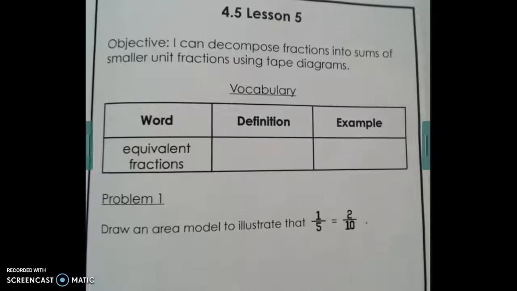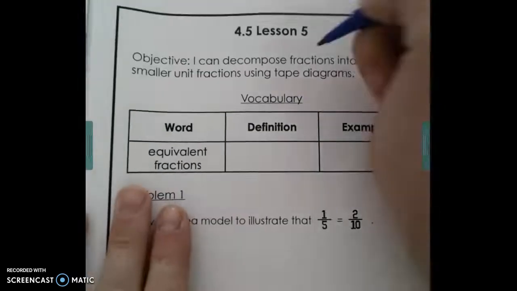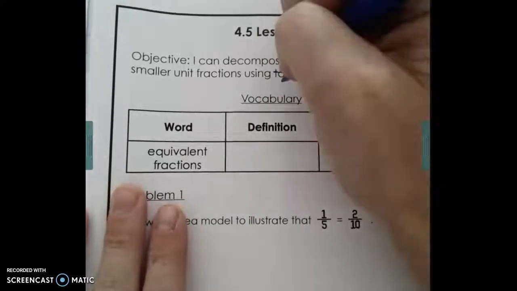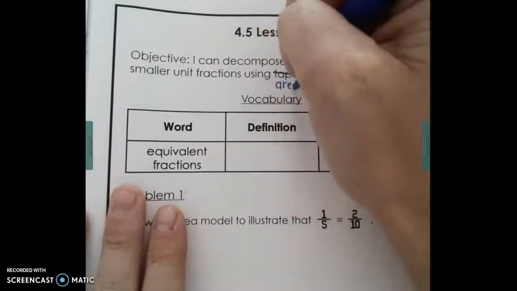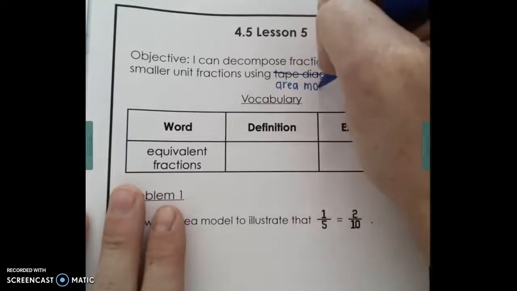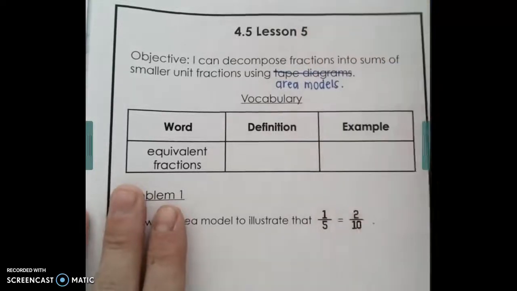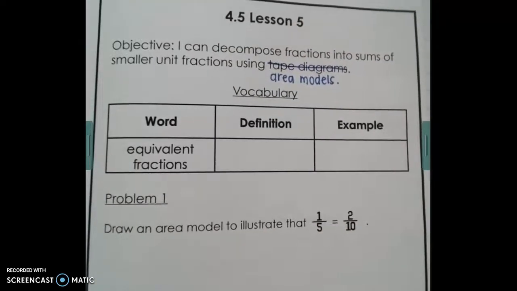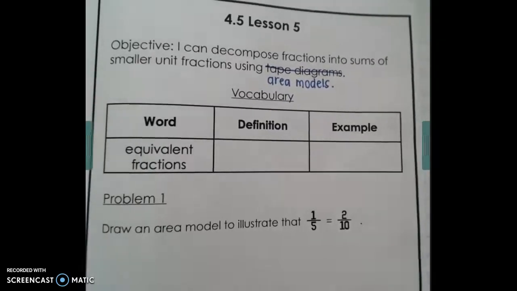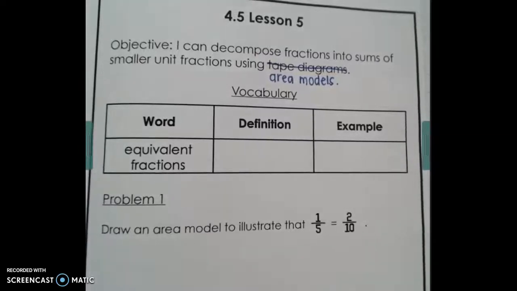Right, we are on 4.5 lesson 5, and it says I can decompose fractions into sums of a smaller unit. And you know what? Today we're not going to be using tape diagrams. I should have. We're going to be using area models. So we cross that off and we're going to use area models today. Perfect. And so we're going to show how two fractions are the same using an area model.